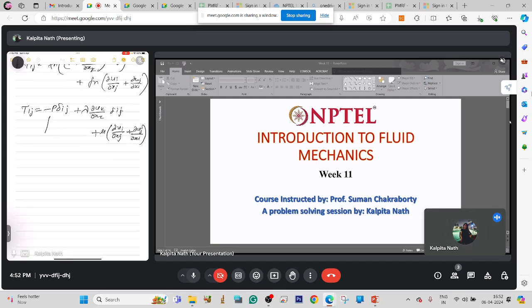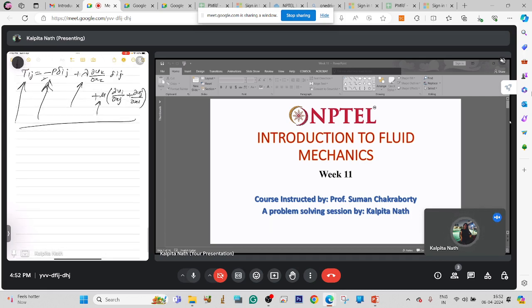Now why negative here? The pressure is positive in sense, so the pressure is compressive in nature. But this tau ij is positive in sense for normal stress, so it is tensile in nature. So in order to compensate for this, we gave this negative sign. This lambda is the volumetric dilation coefficient, and this mu is viscosity. So this is the generalized form of Newton's law of viscosity.